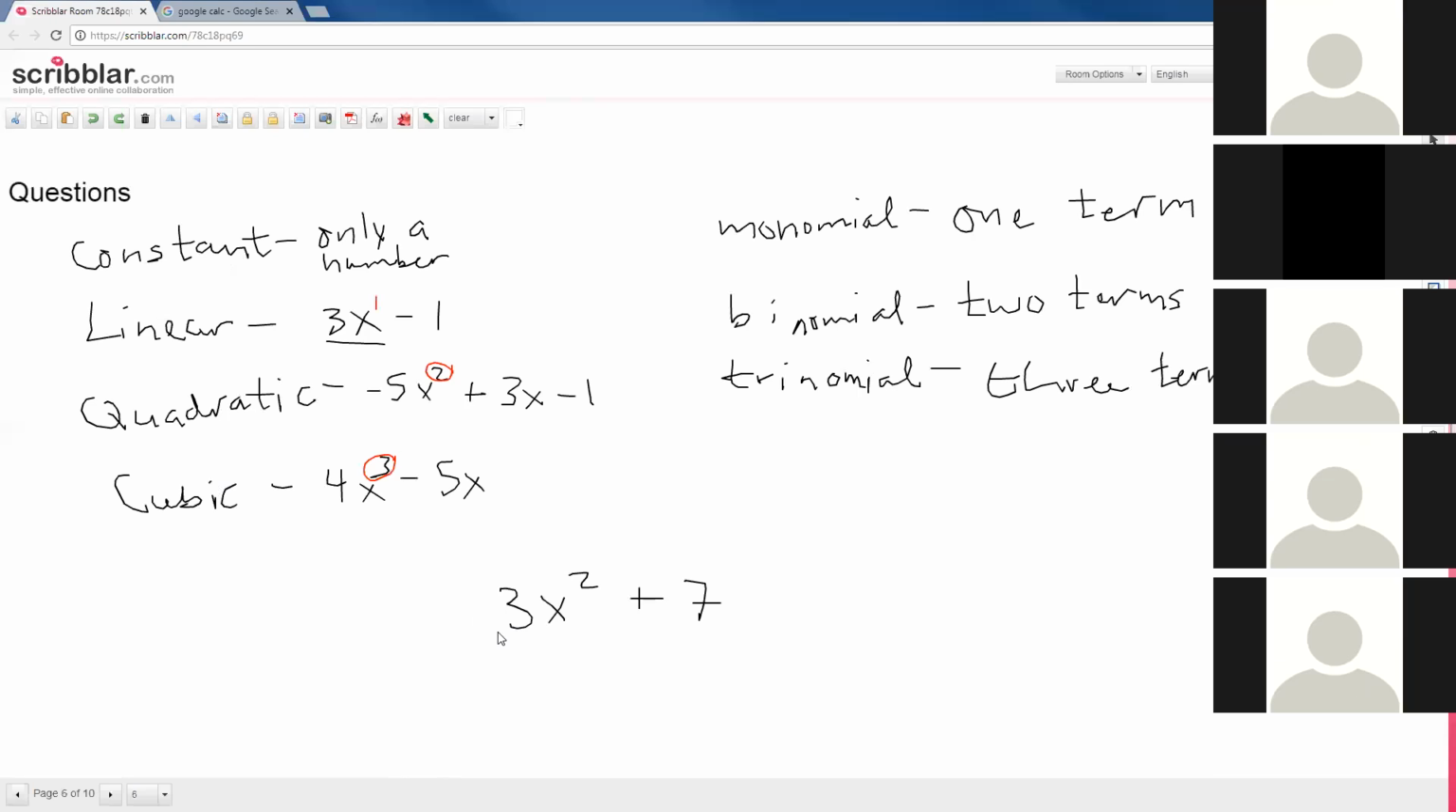So you have to look at the degree to determine the name from the first list, and then you have to count how many terms there are for the name from the second list. So in the chat box, let's answer what's the name of this polynomial.